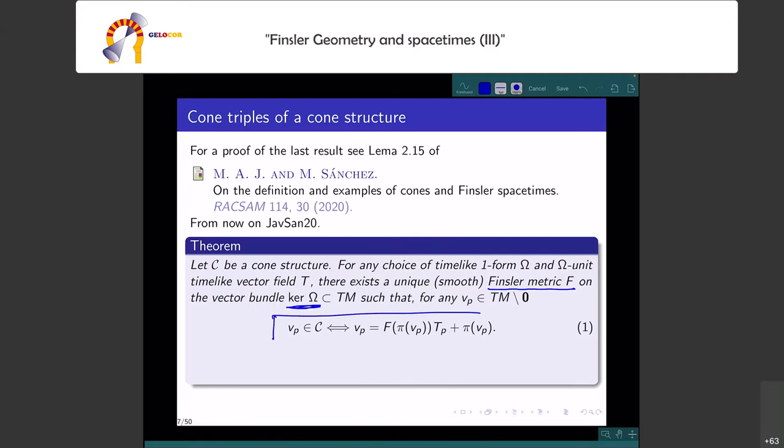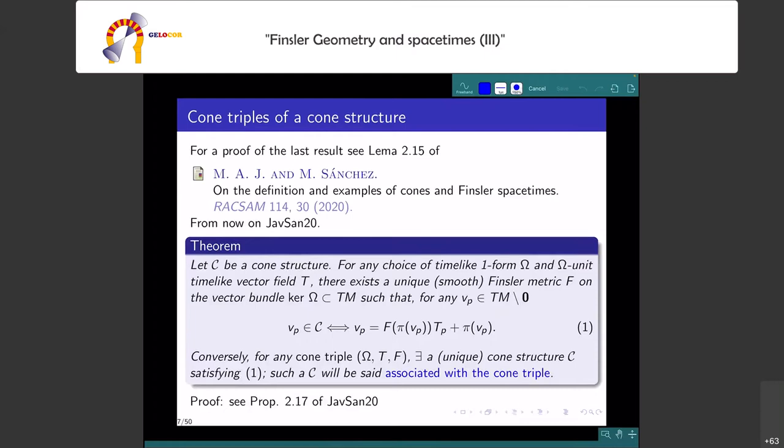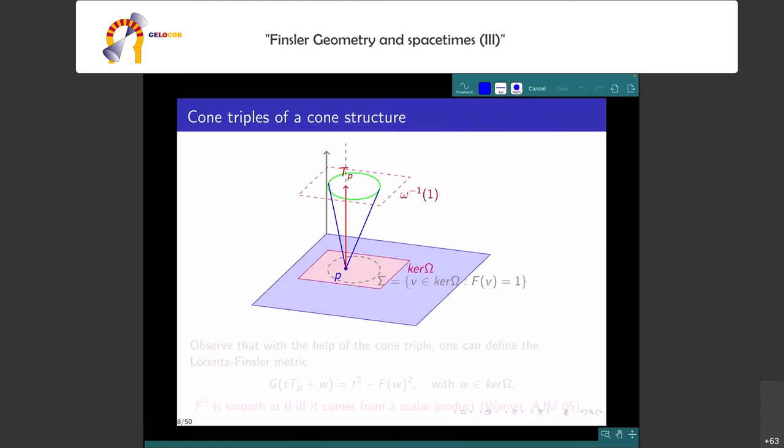It has this property, and maybe in a picture you can see better what this property means. The triple omega, T, F is going to be called a cone triple. We will study the cone structures with these cone triples. Well, in the picture, F is given by this. The indicatrix of F is this subset here, and this subset is the projection of the intersection of the cone with the level one of omega. Okay, so this is the same thing.